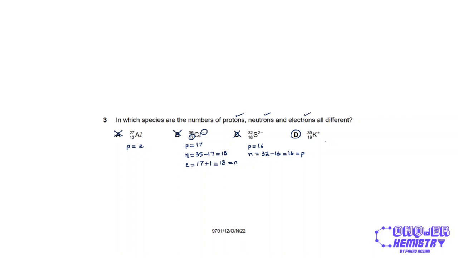Now, just to verify, number of protons over here, the lower number is 19. Neutrons, we have 39 minus 19. That's going to be 20. It's different so far. And number of electrons, now because we have a positive charge, we're going to have 1 less electron than the number of protons. So that's going to be 19 minus 1, that gives us 18. So you can see that protons, neutrons, and electrons all are different. So it's going to be option D.